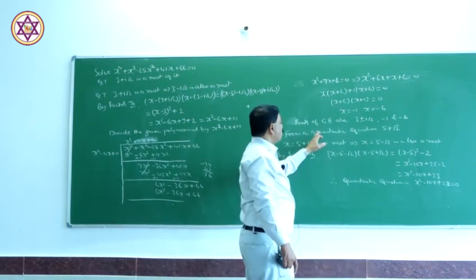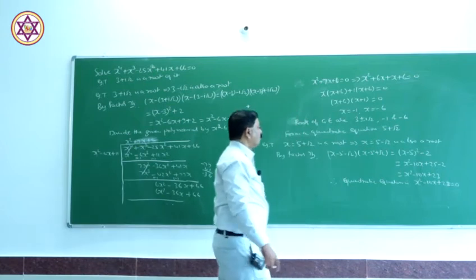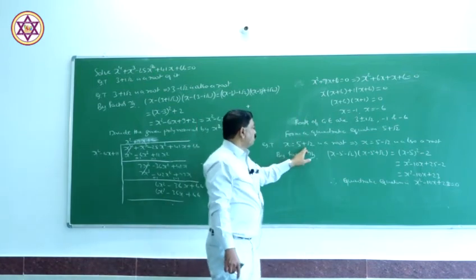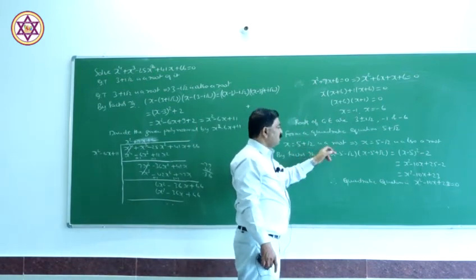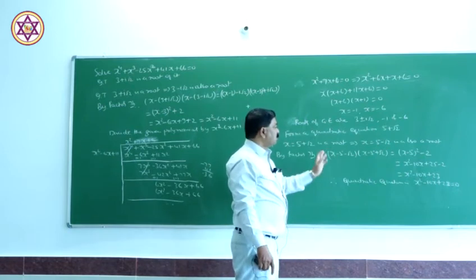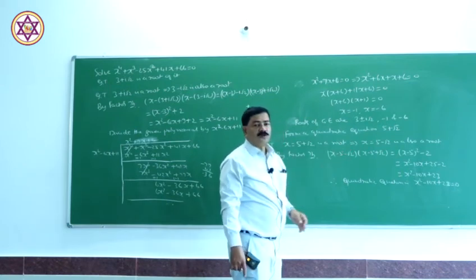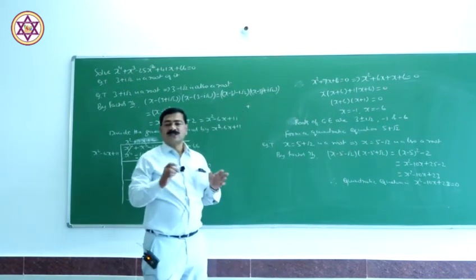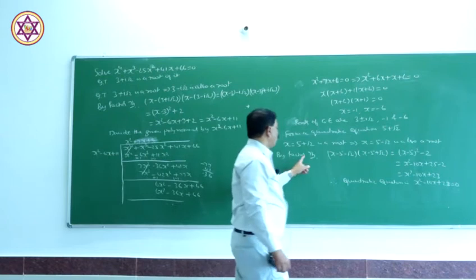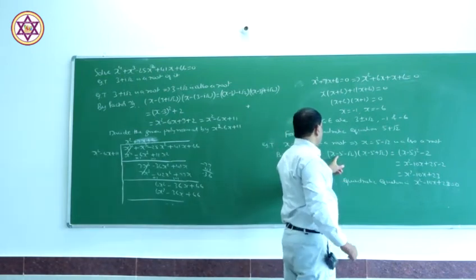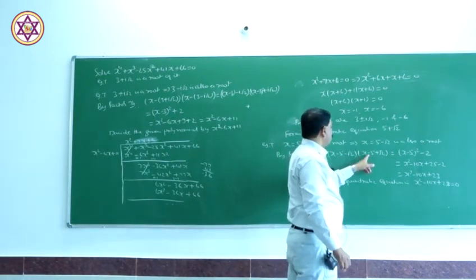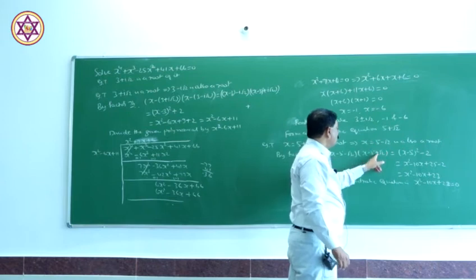Form a quadratic equation with root 5 plus root 2. x is equal to 5 plus root 2 is a root. This implies x is equal to 5 minus root 2 is also a root, because irrational roots occur in pairs. So, by the factor theorem we have x minus (5 minus root 2) and x minus (5 plus root 2).